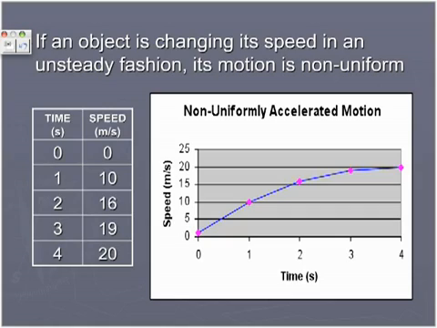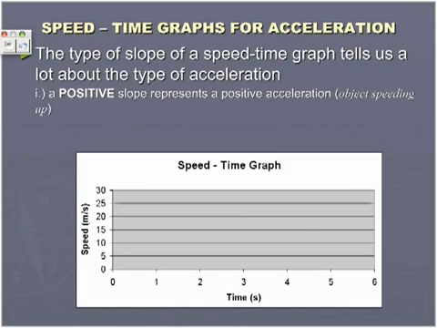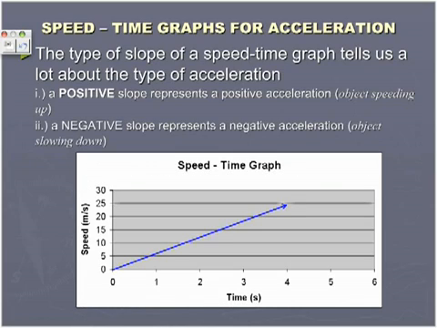So here are our calculations that we used. Now, speed time graphs for acceleration. The type of slope of a speed time graph tells us a lot about the type of acceleration. A positive slope represents a positive acceleration, so the object is speeding up. A negative slope represents a negative acceleration. The object is slowing down, going in the opposite direction.